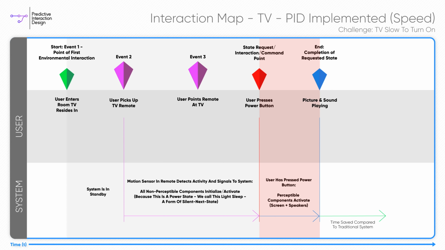But why have we chosen event 2 here? Why have we chosen the point at which the user picks up the TV remote to trigger the system to initialize silent next state? Well, we're going to be having a look at that in the next part of this chapter, where we look at a further tool we can use to break down the events that we've written down here and choosing which one to trigger the system to enter its silent next state.